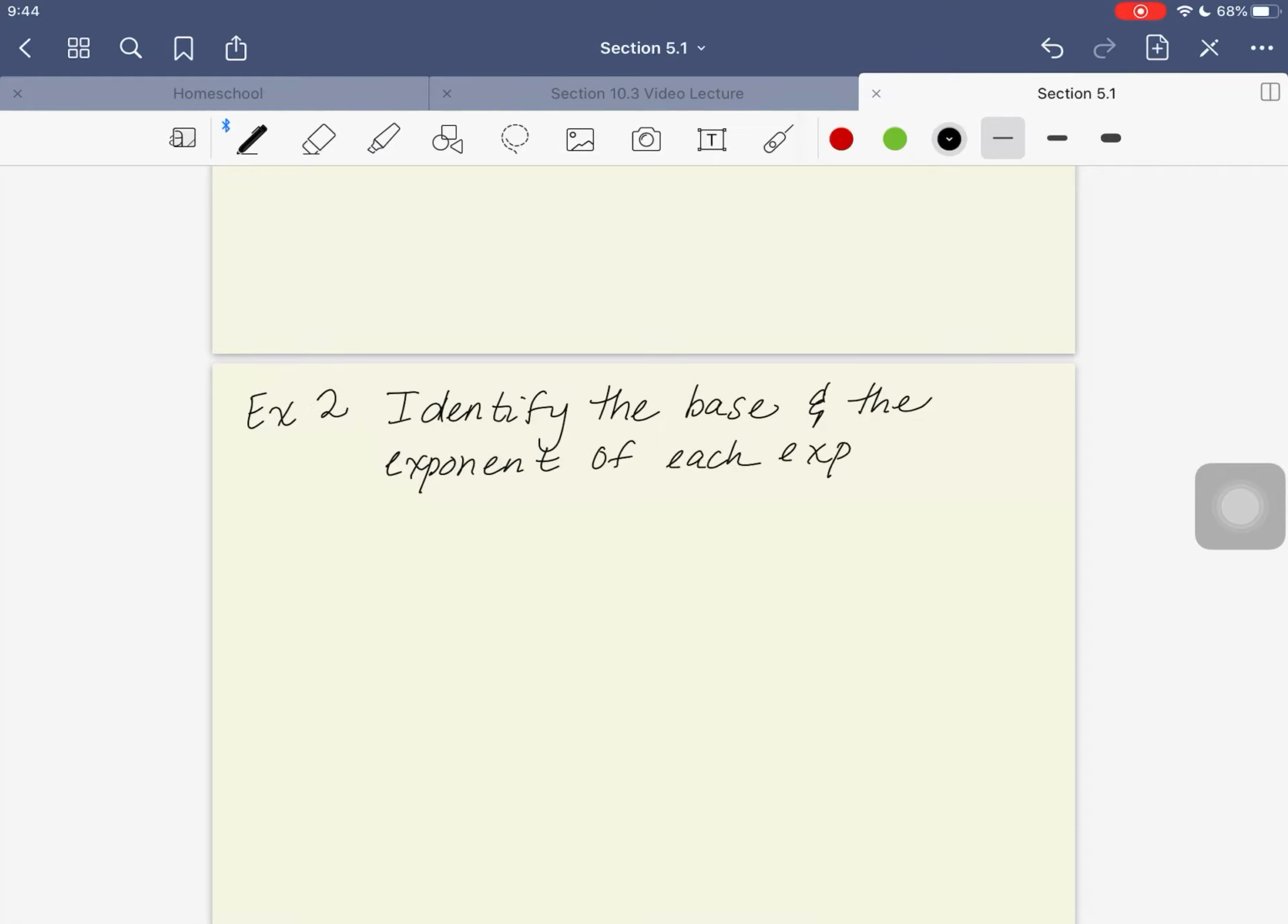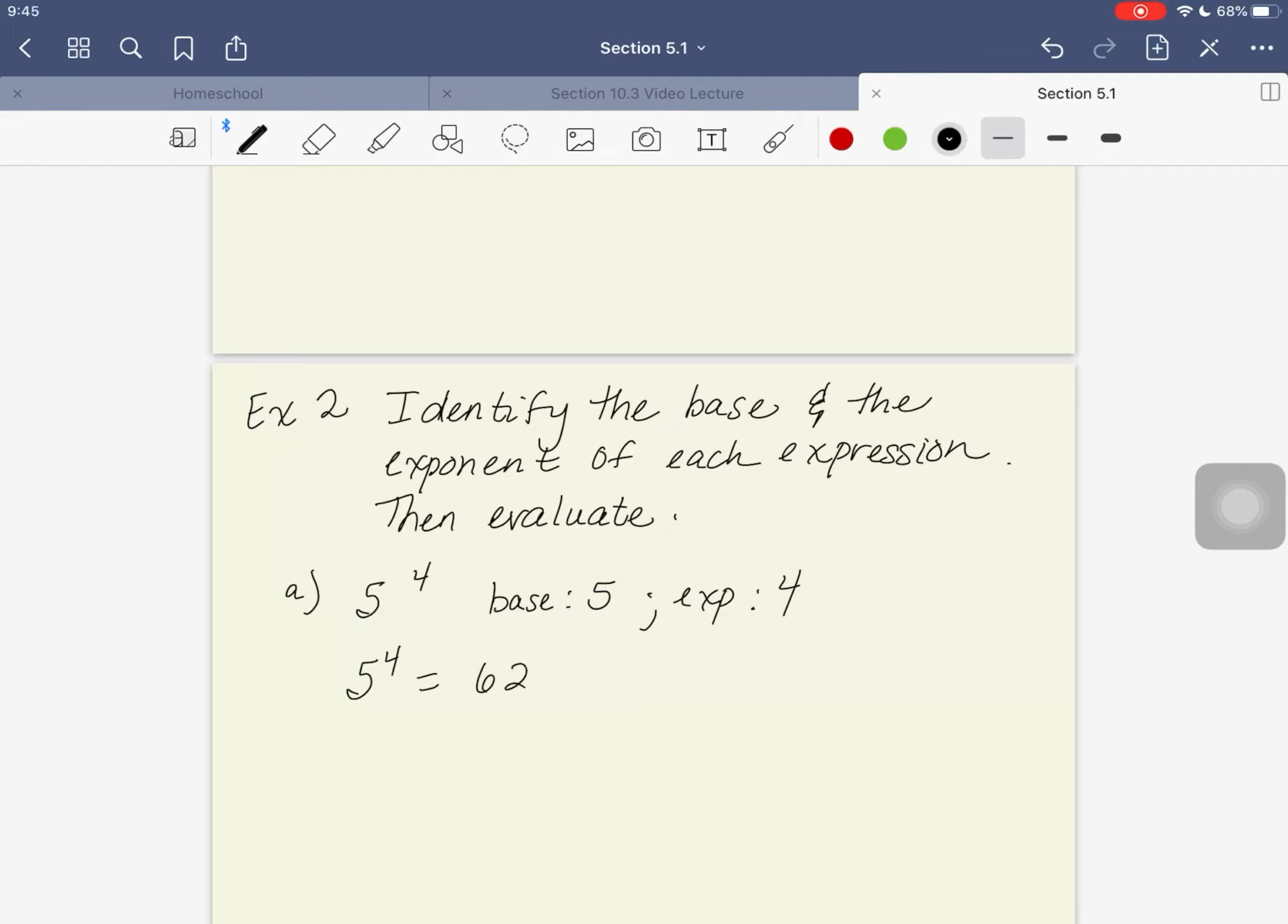All right, we want to identify the base and the exponent of each expression and then evaluate. So the first one is 5 to the 4th power. The base would be 5, and the exponent would be 4, and 5 to the 4th power would be 5 times itself 4 times, which is 625.